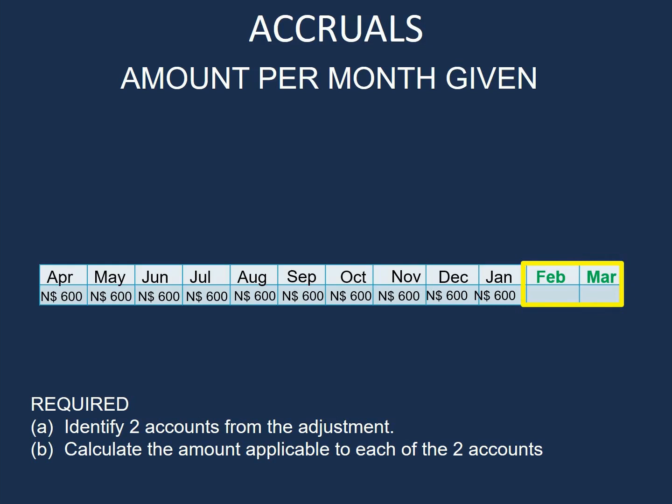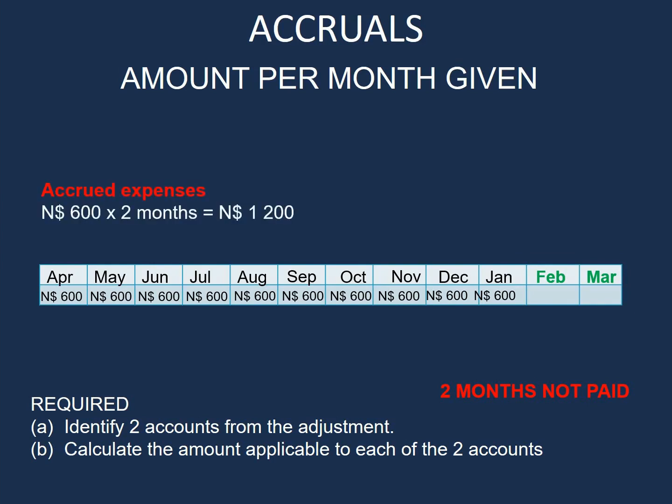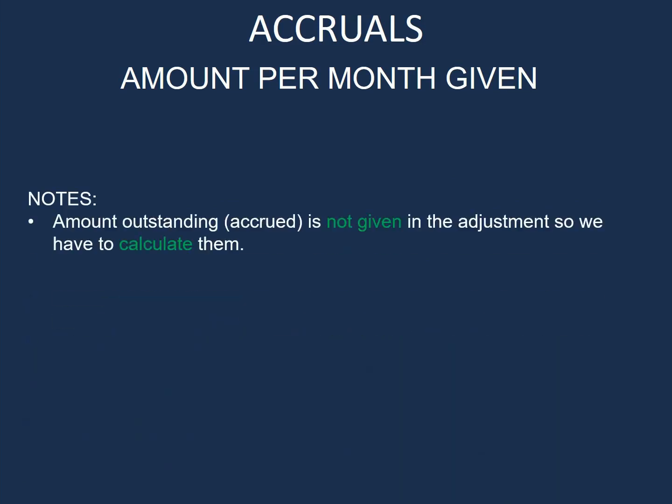We still need to pay for February and March, which means 2 months has not been paid. So our accrued expenses is equal to 600 times 2 months, that will give us $1,200. And our advertising expense is 600 times 12 months, which is $7,200. Let's have a look at our notes.